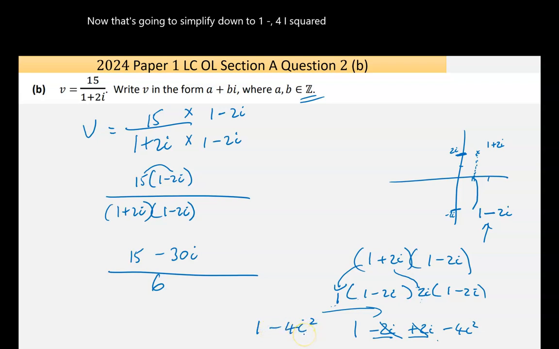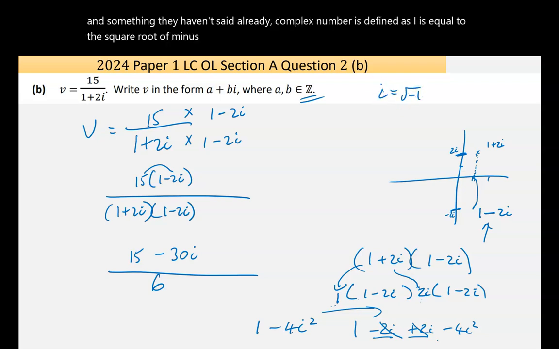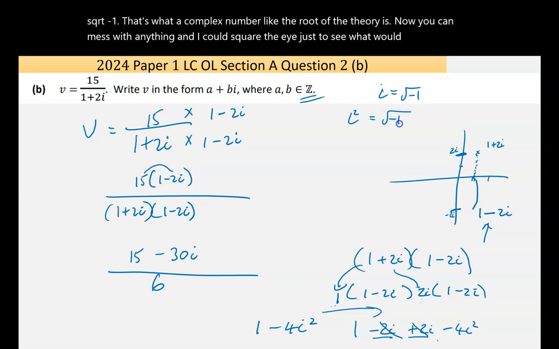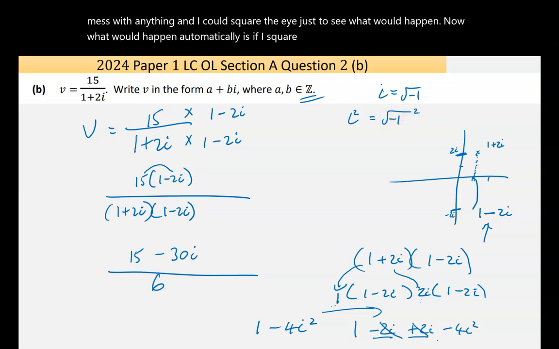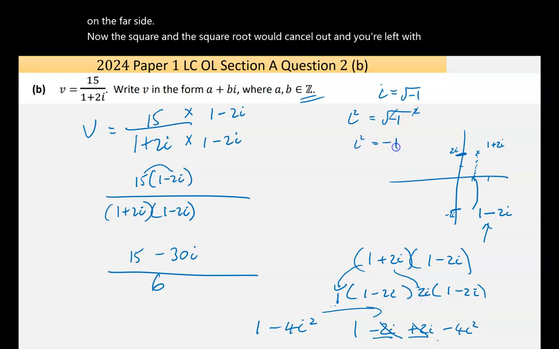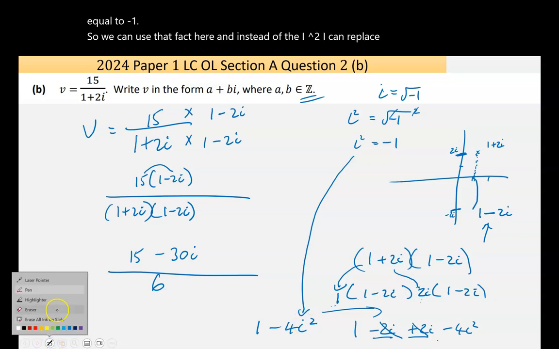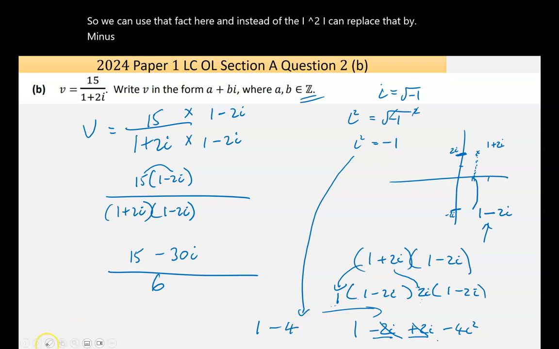Now with complex numbers, something they haven't said already: a complex number is defined as i is equal to the square root of minus 1. That's the root of the theory. I could square the i just to see what would happen. Mathematically, if I square one side, I have to square everything on the other side. The square and the square root cancel out, and you're left with i squared is equal to minus 1. So we can use that fact here, and instead of the i squared, I can replace that by minus 1. So I'll do that with the magic of an eraser.